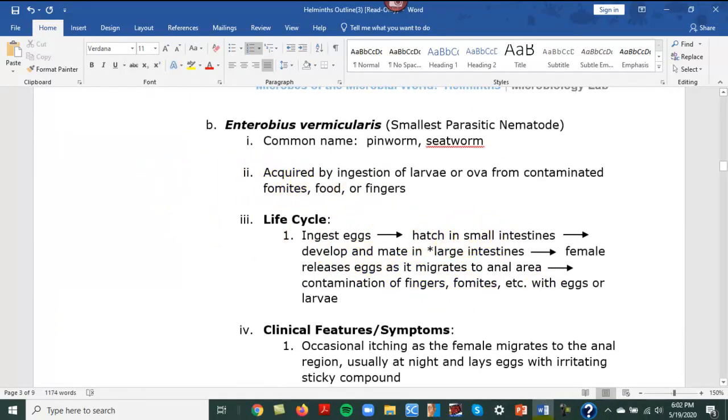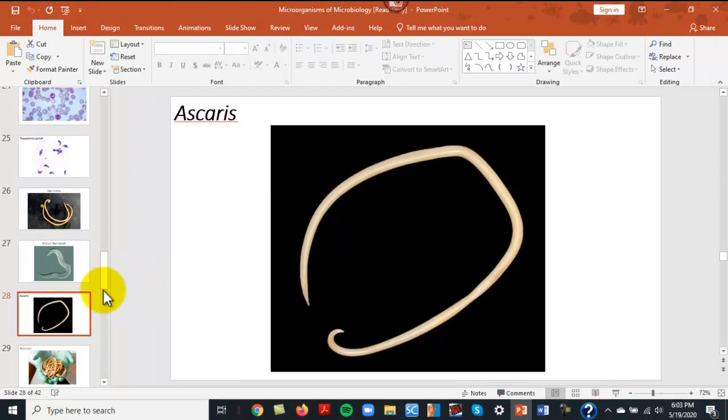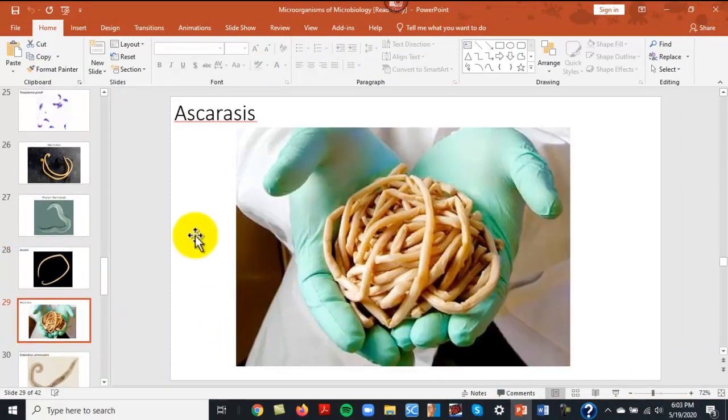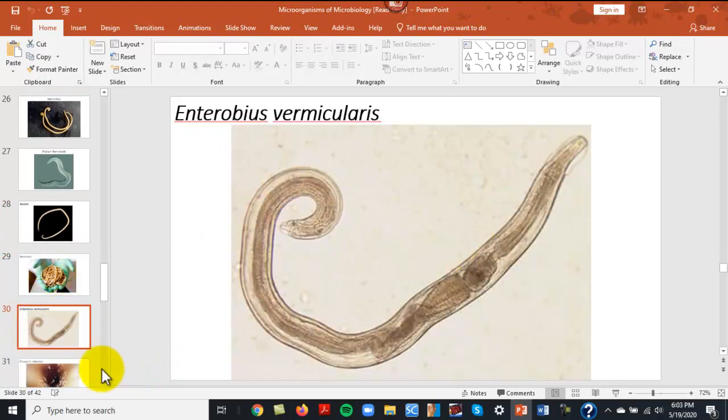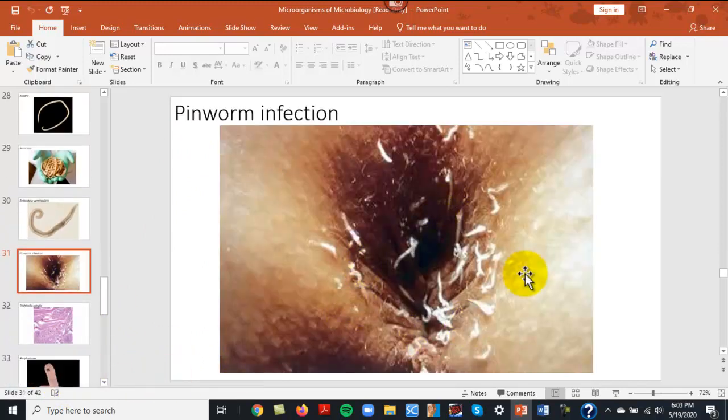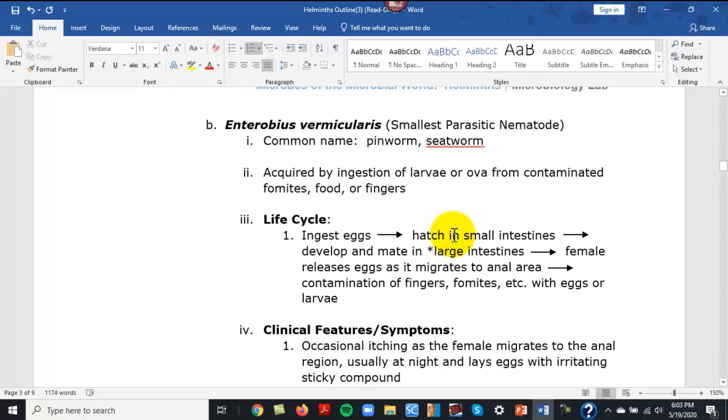Enterobius vermicularis, the smallest parasitic nematode. These are called pinworms. The adults are a couple of millimeters long. Okay, well, I got it in our PowerPoint. Here's some ascariasis. Here's a pinworm, and if you're wondering next, yes, this is an anus. You see how big the adult worms are. These really just cause itching.